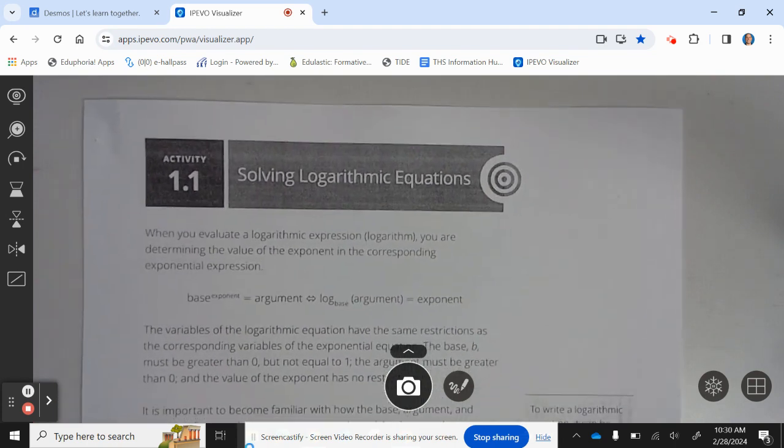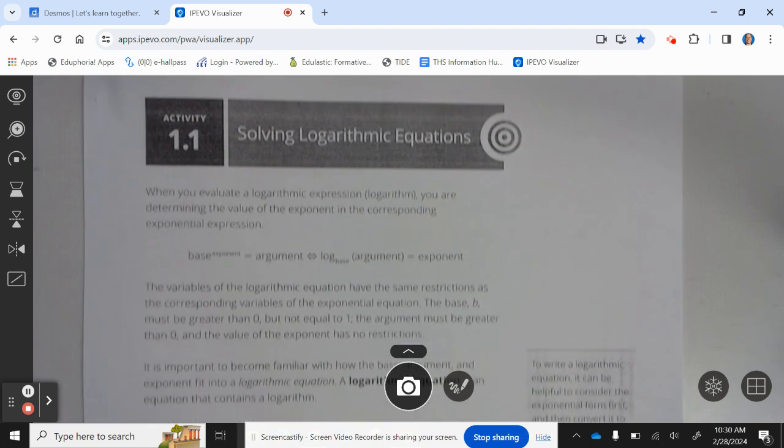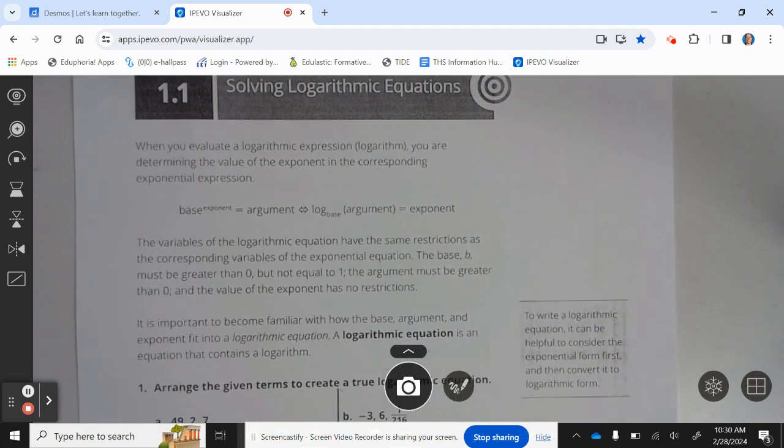Activity 1.1, solving logarithmic equations. When you evaluate a logarithmic expression, logarithm, you are determining the value of the exponent in the corresponding exponential expression. The variables of the logarithmic equation have the same restrictions as the corresponding variables of the exponential equation.